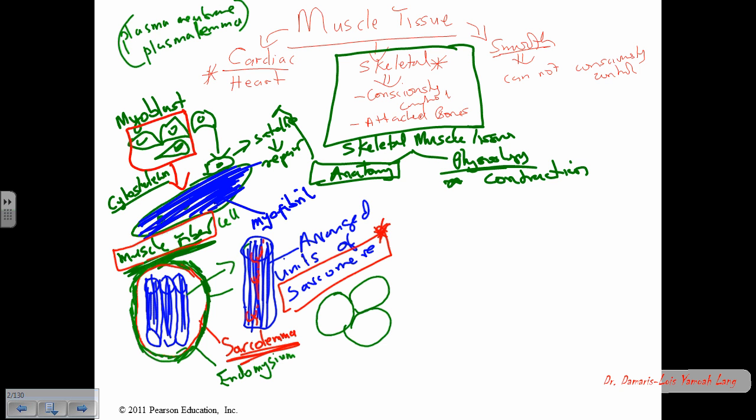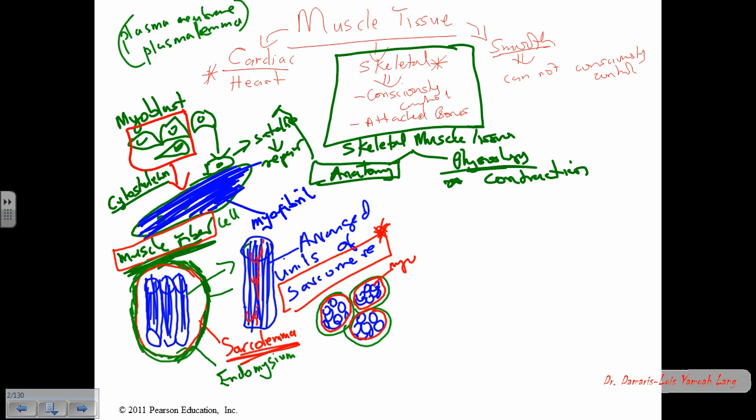Okay, inside this endomysium, what do you have? The myo what? Fibril. You have myofibrils. Okay, and since the myofibrils are inside the muscle fiber, they will have what? A cell membrane around them, which we call what? Plasmalemma. Does that make sense? So this is a muscle fiber, and inside the muscle fiber you have what? The myofibrils.